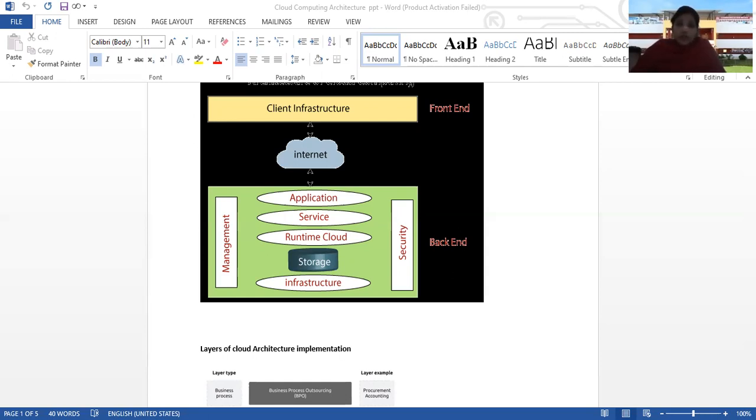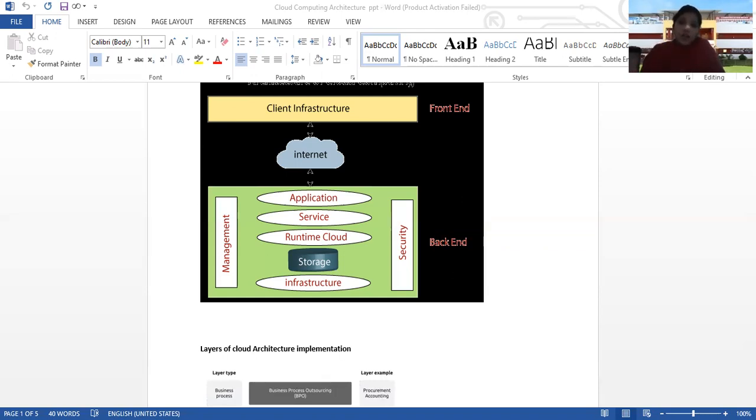So the client infrastructure is a front end component. Because it is used by the client only, it's called a front end component. It provides a GUI, that is a graphical user interface, to interact with the cloud. We have studied GUI in my previous lecture also, and in offline lectures. So GUI is nothing but a graphical user interface, right? It is provided by the front end component. This means client infrastructure is a front end component. It provides a GUI to interact with the cloud.